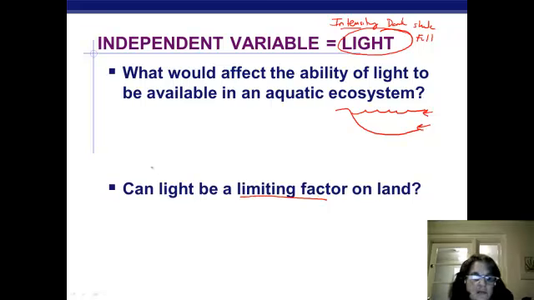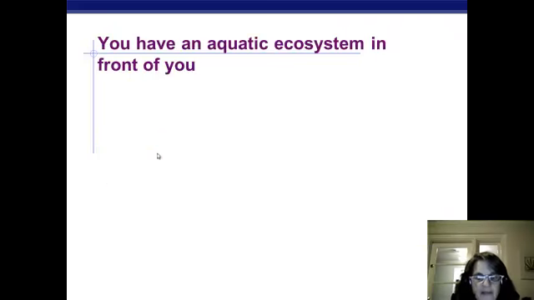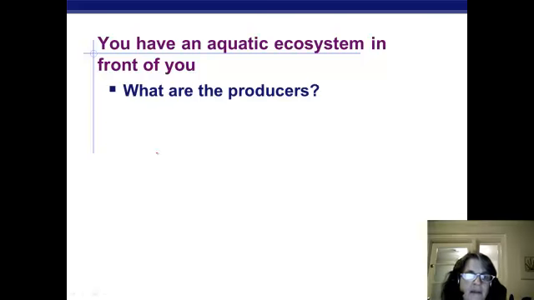Light can be a limiting factor on land too. In a shady tropical rainforest, we've got a tree, and then this little plant that's trying to grow down here can't get light because it's being shaded. So certainly it can be a limiting factor there, but certainly in the water as well. Okay?